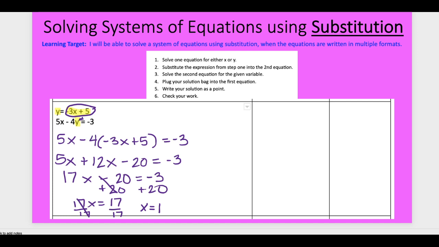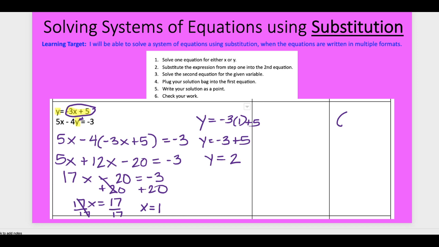Now, step 4, plug your solution back into the first equation. Now that I've calculated the value of x to be 1, I'm going to plug that back into my first equation. Negative 3 times 1 plus 5. Negative 3 times 1 is just negative 3. And if I add the 5, I get y is equal to 2. So remember, your solution is a point. We're going to write our solution as an ordered pair, or a point.